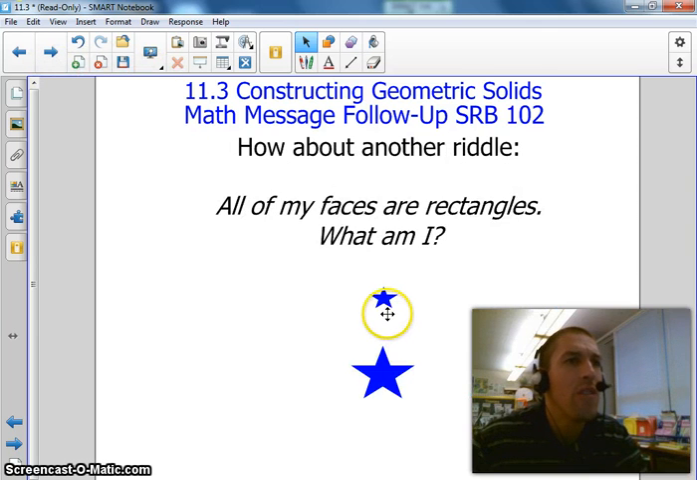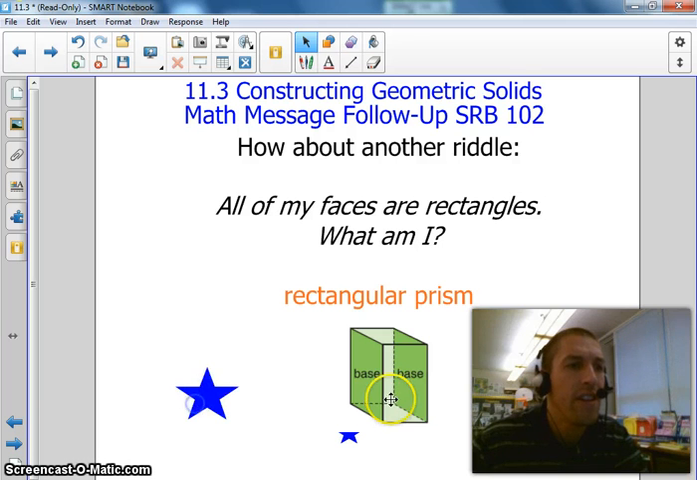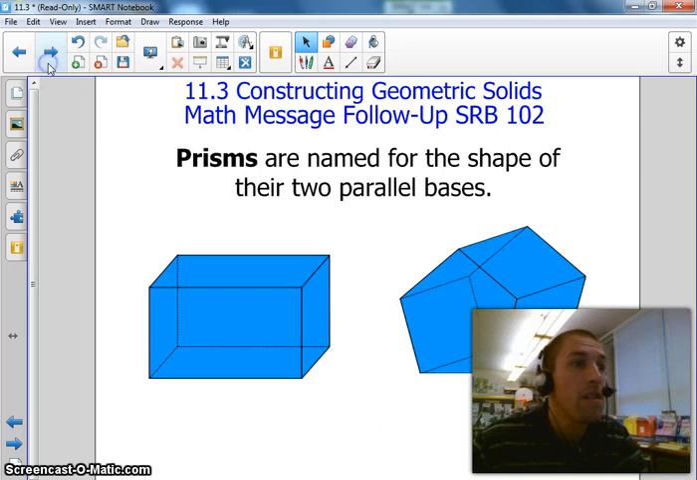Okay, so what about another riddle? All of my faces are rectangles. What am I? Got the answer? It's a rectangular prism. And there it is. Rectangle, rectangle. Now, it even looks like a square. A square is a rectangle, and rectangles for sides. A prism always has a top and a bottom, a base and a top, whereas a pyramid only has the base. Moving on, prisms are named for the shape of their two parallel bases, the top and the bottom.